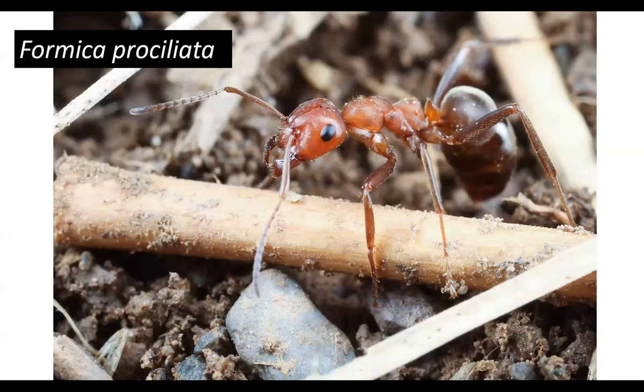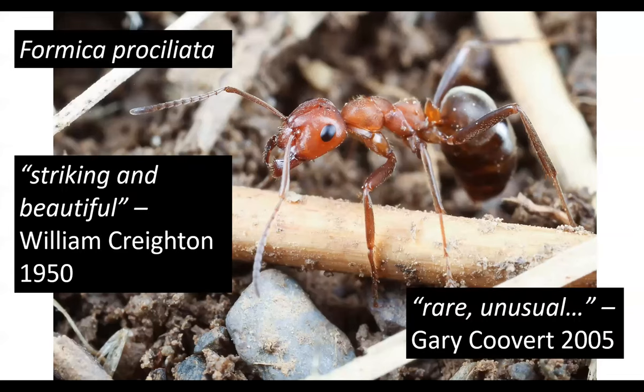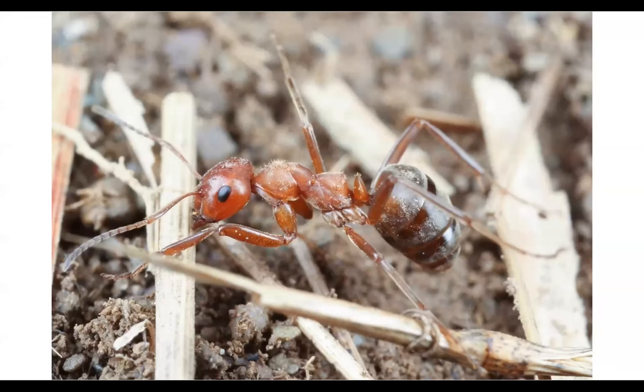Formica procilata, people have described it as striking and beautiful and rare and unusual. I would agree. I like this photo because it gives you some ID characteristics. This ant has its propodeum very squared off here. That's characteristic of this ant. The other species that are in this group don't have that. It also has a nice brush of hair on its pronotum. Beautiful kind of golden hair.